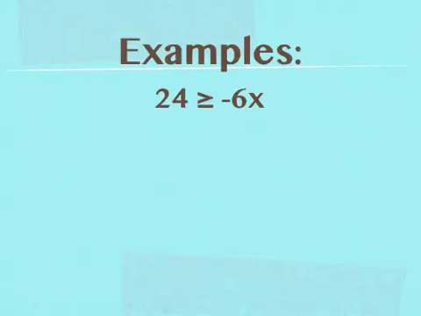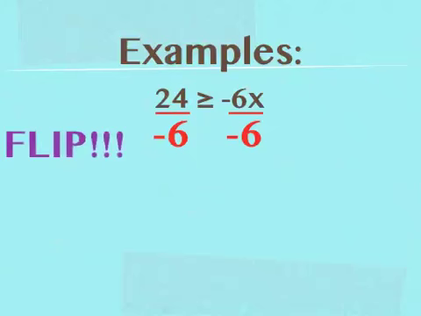The next example, we have 24 is greater than or equal to negative 6x. If you look at what's happening to our variable, we are multiplying x times a negative 6. The opposite of multiplying by a negative 6 is dividing by a negative 6. Notice both sides are being divided by a negative number. When both sides are being divided by a negative number, I have to flip the inequality sign. A positive 24 divided by a negative 6 is going to give you a negative 4. I need to flip the sign, so negative 4 is less than or equal to x.